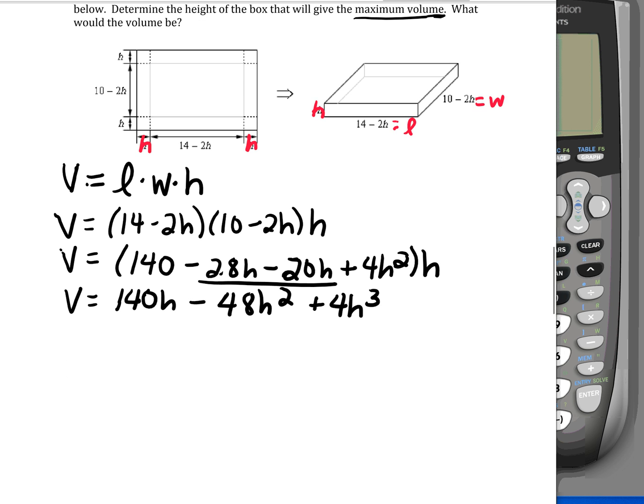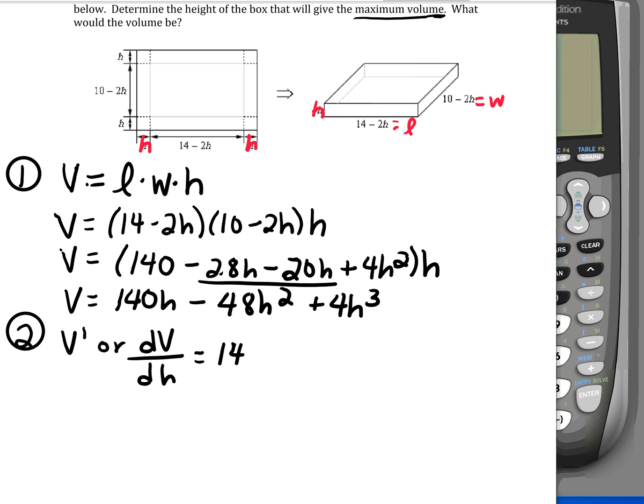And then when we're maximizing, we're looking at the first derivative, setting it equal to 0, because one of those values might be a maximum, one might be a minimum. Setting up the equation is sometimes the hardest part of these. The second part is our calculus part. We'll do the derivative, either v prime or dv over dh, which will be 140 minus 96h plus 12h squared.